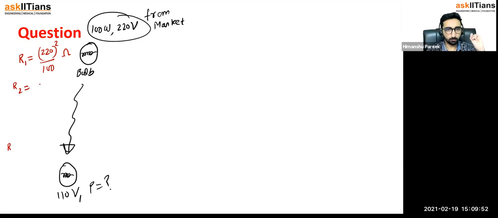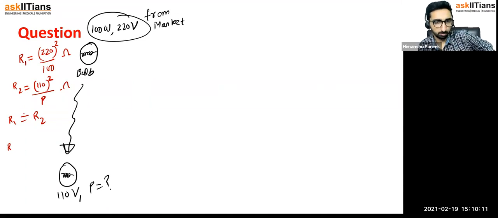The final resistance R2 will be V square, which is 110 whole square, divided by power P. Now R1 and R2 must be the same, because the resistance will not change. Resistance is a property of the filament inside the bulb, so it is not going to change. Initially the power was 100 watt; now the power would be some P, because the voltage we have supplied is 110. So R1 equals R2.